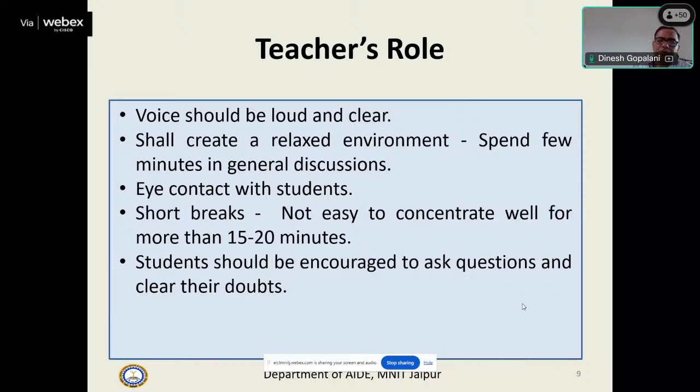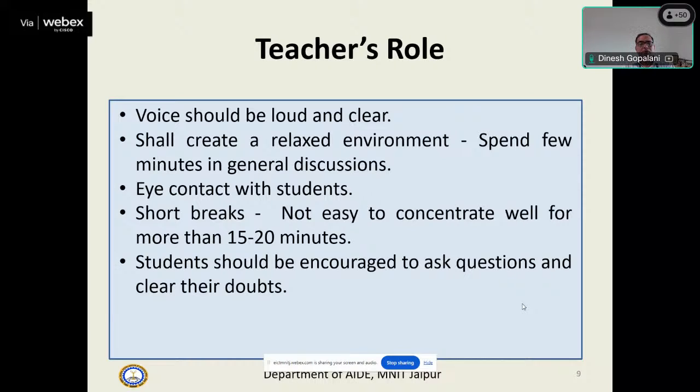As a teacher, we should always make a relaxed environment. If they are tense, you have to make a good environment. So you should start with a healthy environment. You should spend a few minutes in general discussions. Few minutes means 2-3 minutes. What is going on? All fine? How is your hostel? How is the food? You should start with these kinds of things. How is the course going? So spend 2-3 minutes on the general. Relax them. That is very, very important.